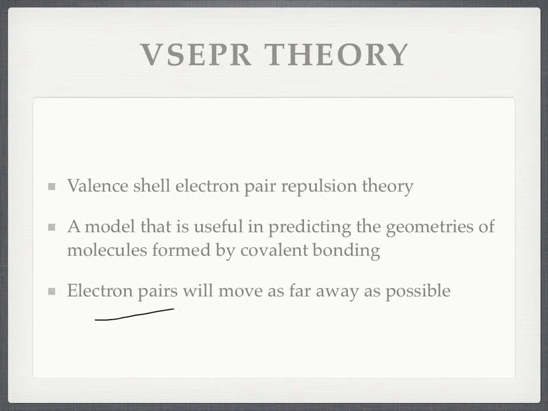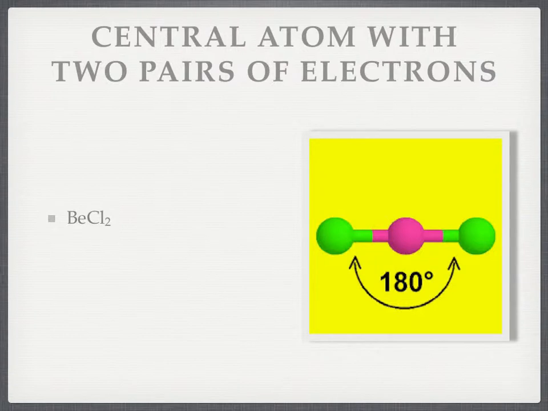And that's what I said. Electron pairs tend to move as far away as they possibly can. So whether they're in a bond or whether they're unbonded, they try to get as far apart as possible. So let's take a look at a few of these. Let's start with ones that have two pairs on a central atom.